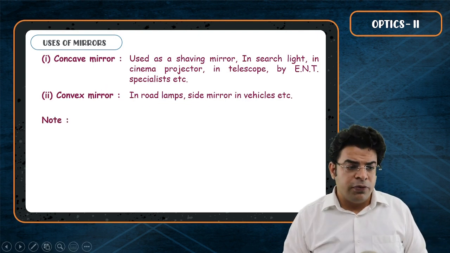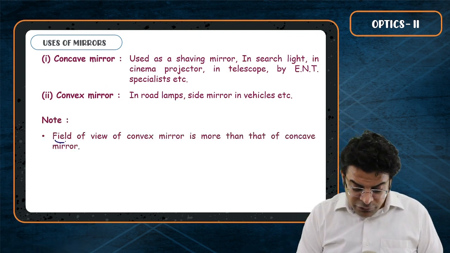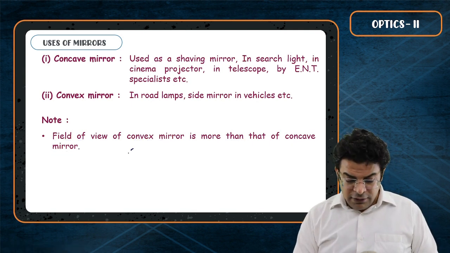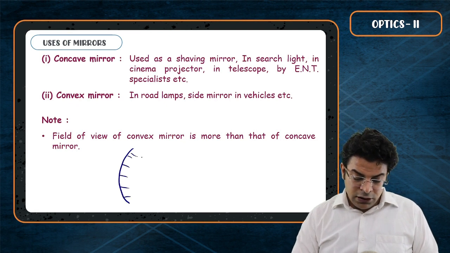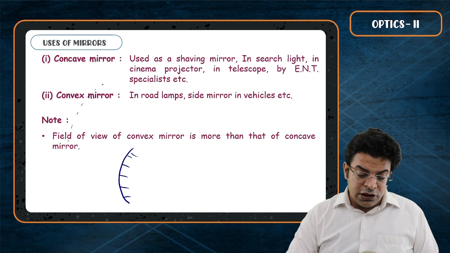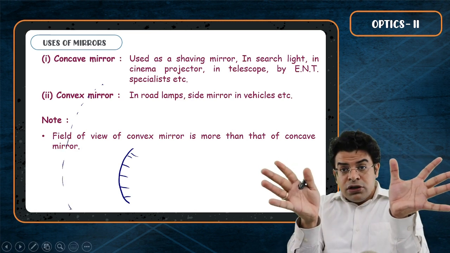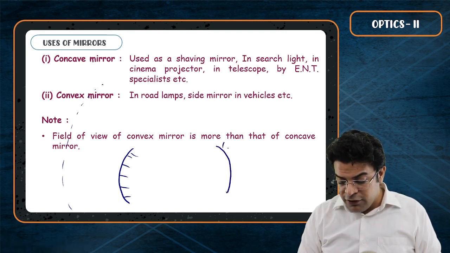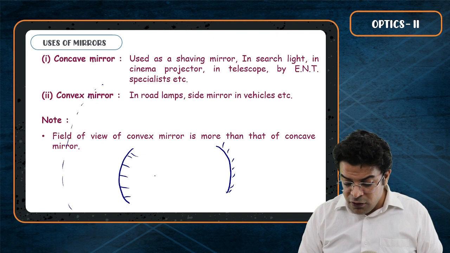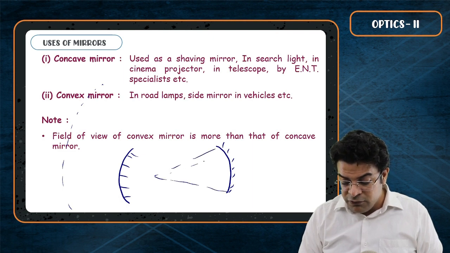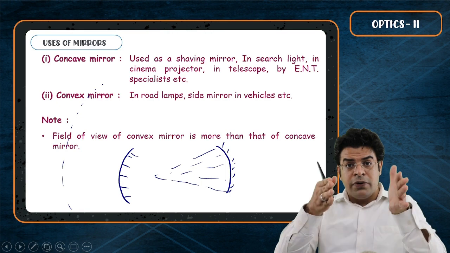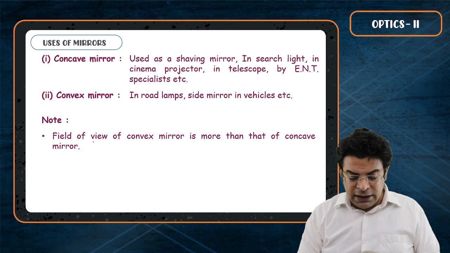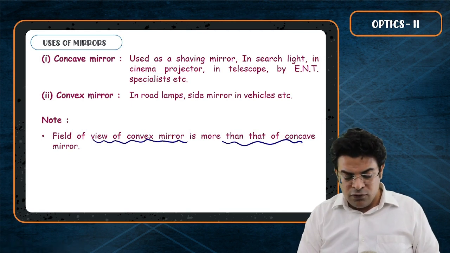Here is one important point that we need to keep in mind. The field of view of a convex mirror is more than that of a concave mirror. If you have got a convex mirror, then it can form images of larger objects placed in front of it, because from a greater area the rays can fall on it. And if you have got a concave mirror, then it can form images of a smaller range of objects placed in front of it, because only from this smaller range of objects it will get the rays to form the image. So remember that the field of view of a convex mirror is more than that of a concave mirror.